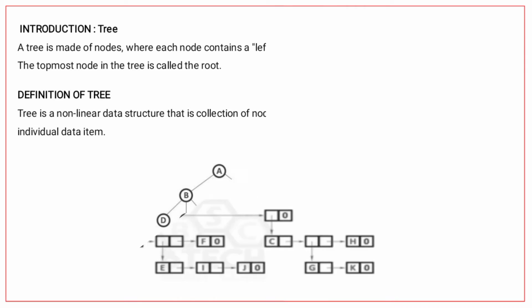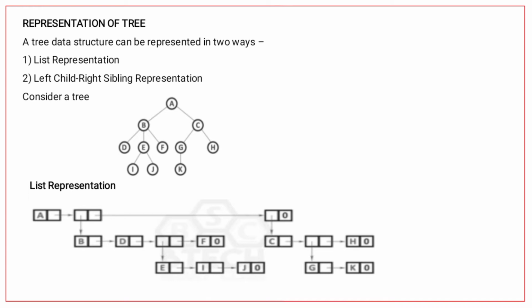Next, representation of a tree. A tree data structure can be represented in two ways. First, list representation. Second, left child, right sibling representation. Now consider a tree. This figure shows a tree. First we discuss list representation.